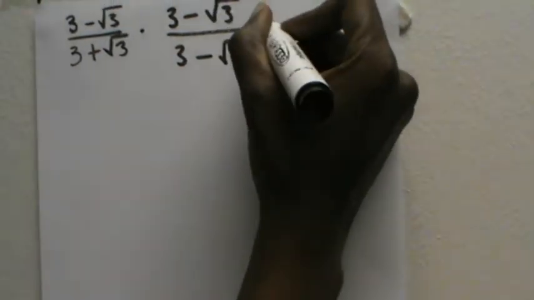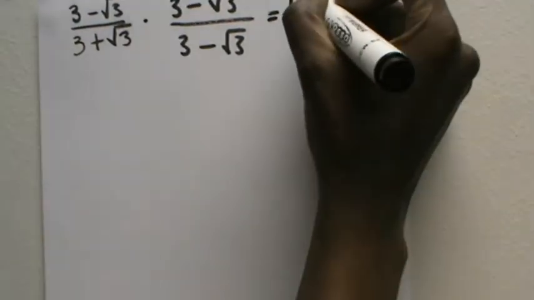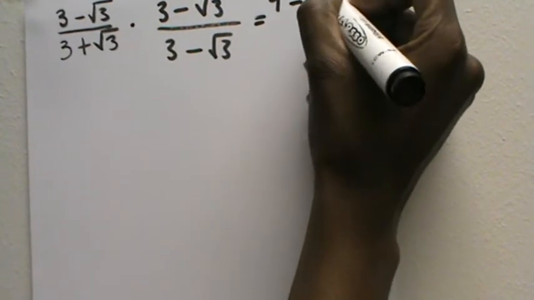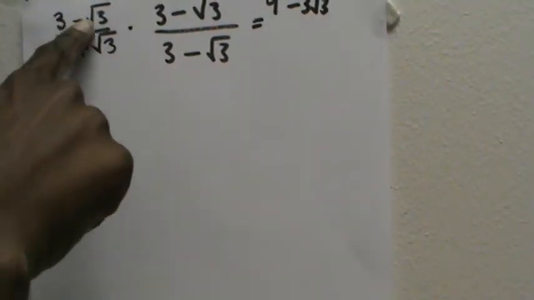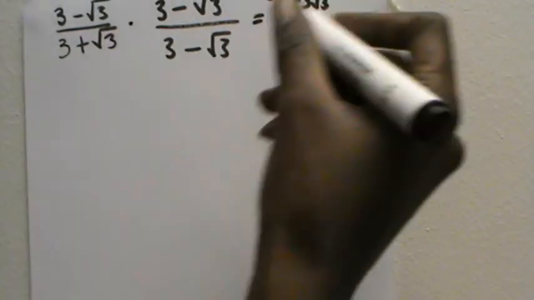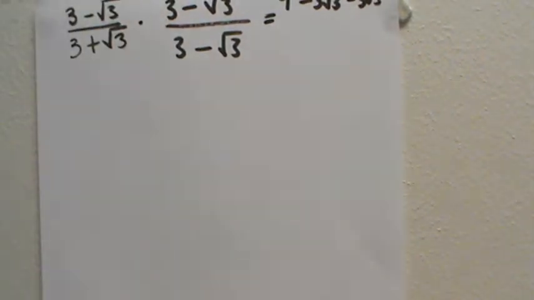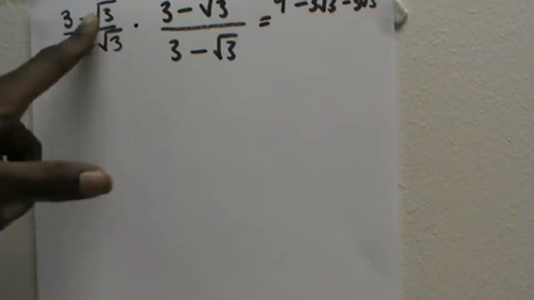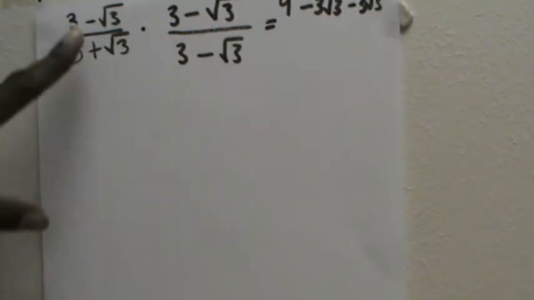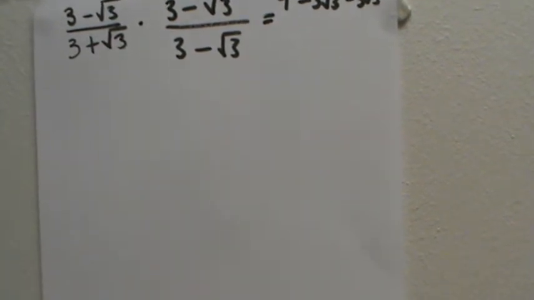Okay, so I'll start with 3 times 3. This is 9. 3 times minus root 3 is minus 3 root 3, because I have a positive times a negative. And then minus root 3 times 3 is minus 3 root 3. And then here I've run out of space, but I should still be able to do it. I have minus root 3 times minus root 3. First thing, I have a negative times a negative, so my answer should be positive.